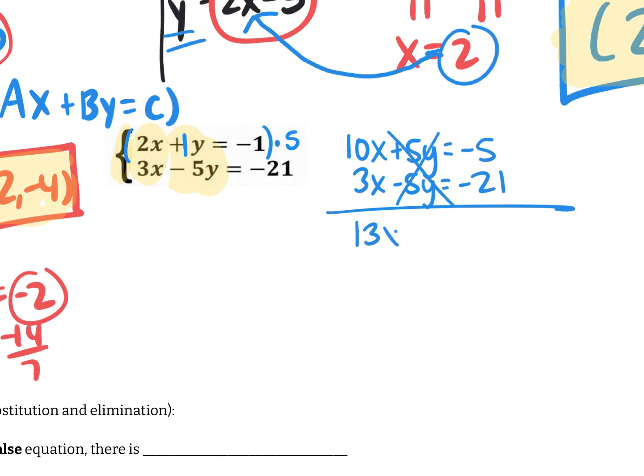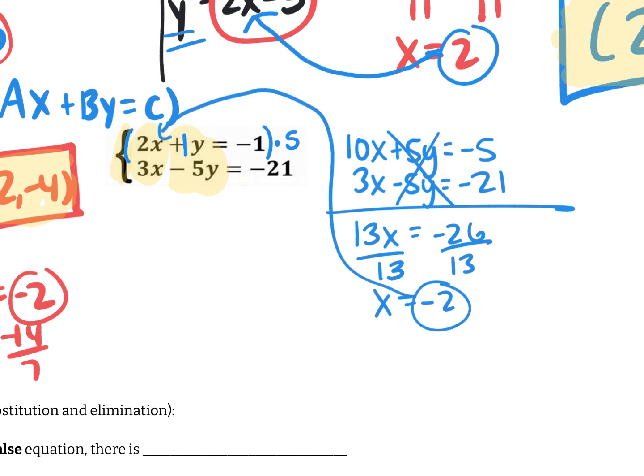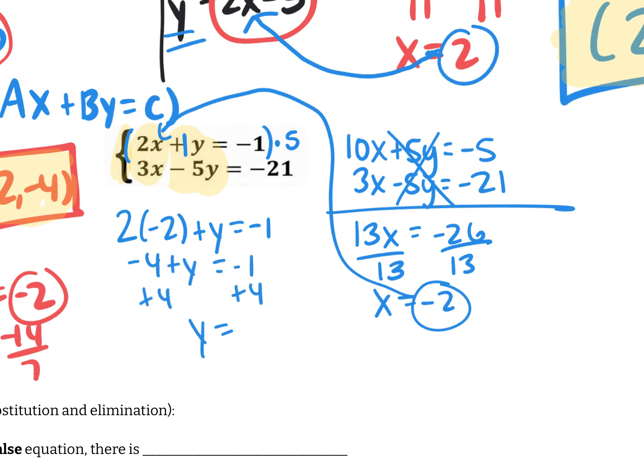You get 13x equals negative 26. Divide by 13. X equals negative 2. Plug that in wherever you want to find y. The first equation looks slightly easier to me, so I guess I would use that one. So 2 times x, which is negative 2, plus y equals negative 1. Negative 4 plus y equals negative 1. Add 4. You get y equals 3. So your solution is negative 2 and then 3.